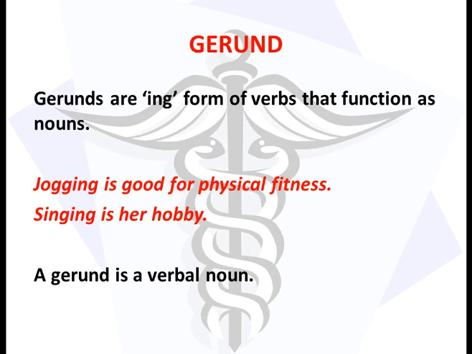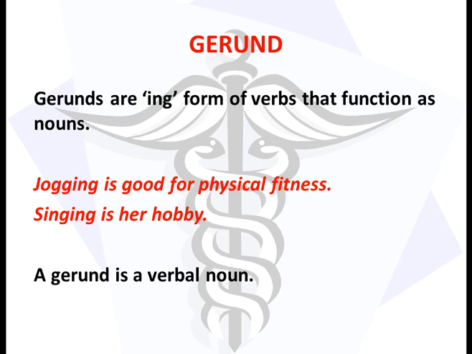The second one is gerund. Gerunds are ing form of verbs that function as nouns. Look at this sentence now. Jogging is good for physical fitness. The word jogging is formed from the verb jog by adding ing. It is therefore a verb. But it is also the subject of the verb is. So, it is performing the work of a noun. If you ask, what is good for physical fitness? The answer is jogging. So, it is also a noun.